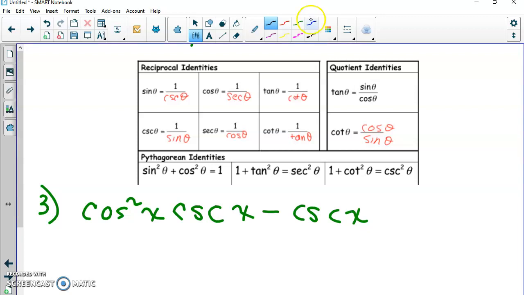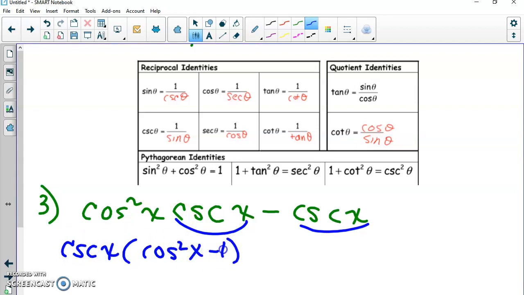All right. Cosecant x is in both, so let's factor out cosecant x. Here's our cosine squared x minus 1. We did this in the previous example. That equals negative sine squared x. And we don't have the exact thing here, so cosecant and negative sine squared x.